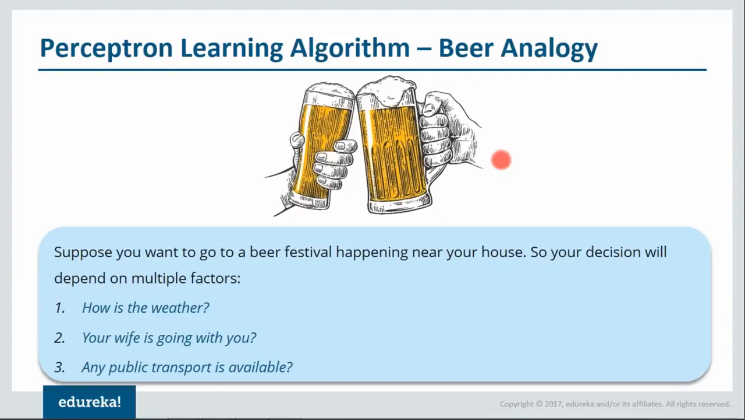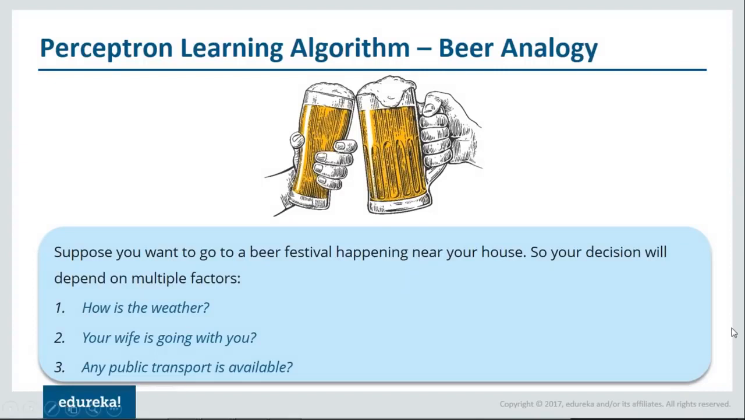So there's a beer festival happening near your house and you badly want to go there. But your decision depends on three factors. First is the weather, whether it is good or bad. Second is whether your wife or husband is going with you or not. And the third one is whether any public transport is available. On these three factors, your decision will depend whether you will go or not. So we'll consider these three factors as inputs to our perceptron, and we'll consider our decision of going or not going to the beer festival as our output. So let us move forward with that.